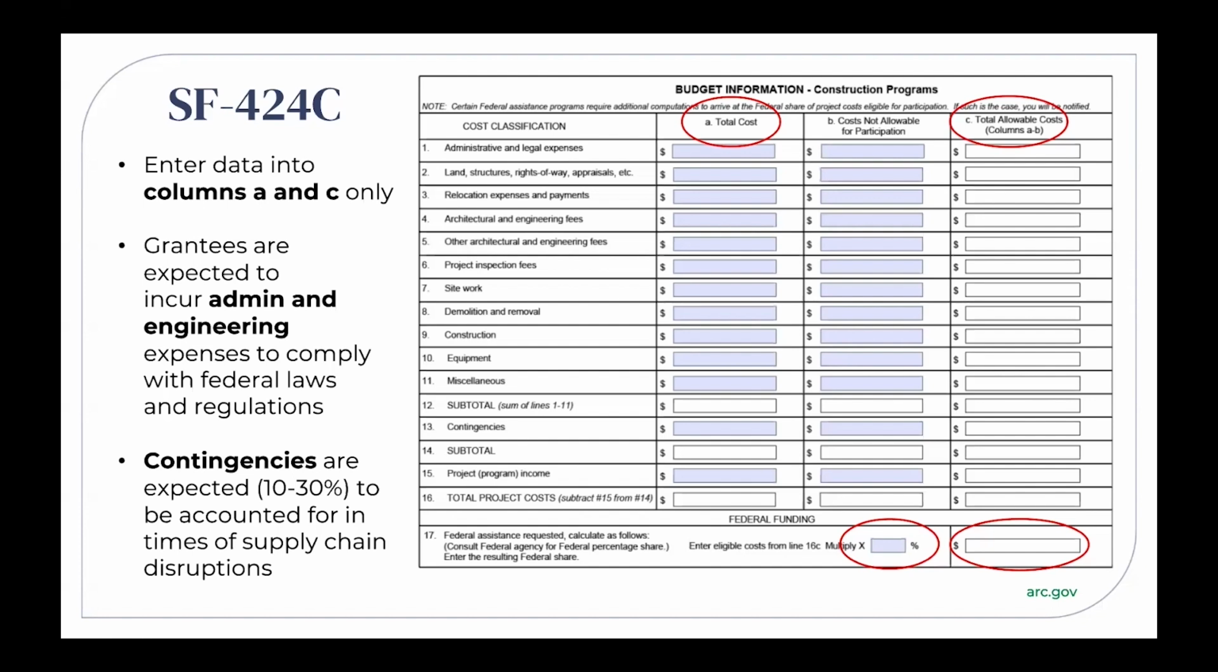Grantees must incur engineering and administrative costs according to federal regulations. Contingencies, which is line item 13, are expected to be between 10 and 30% of total project costs and need to be accounted for in times of supply chain disruptions.